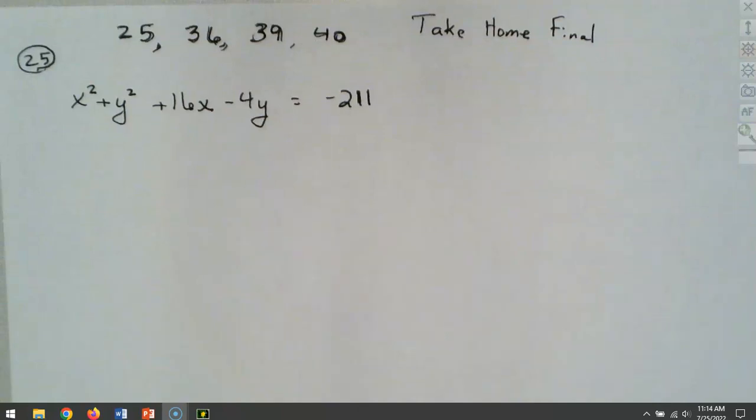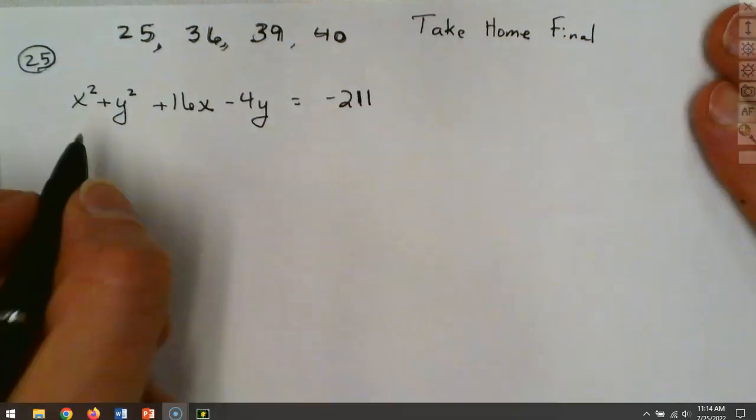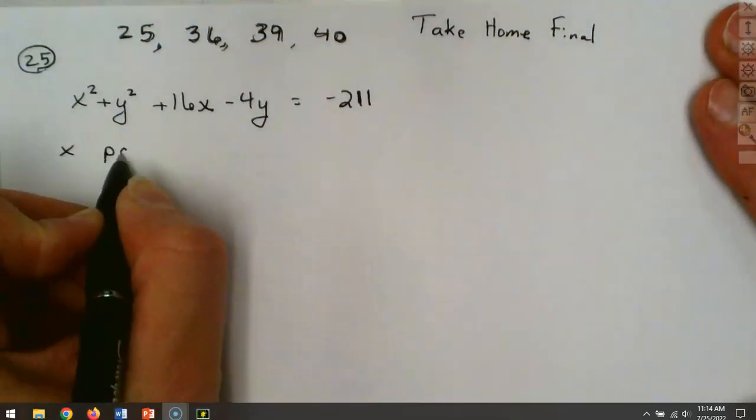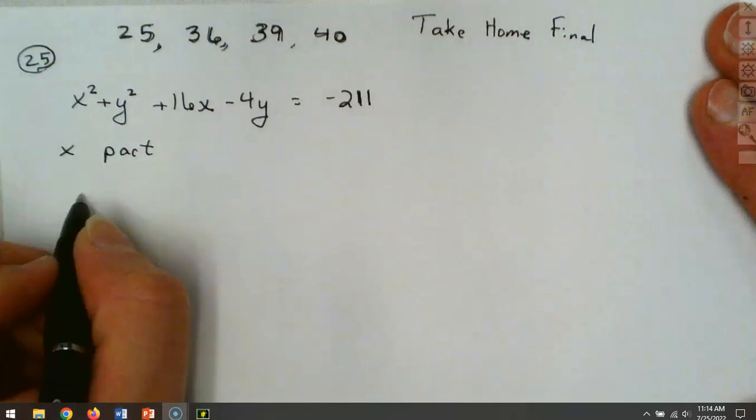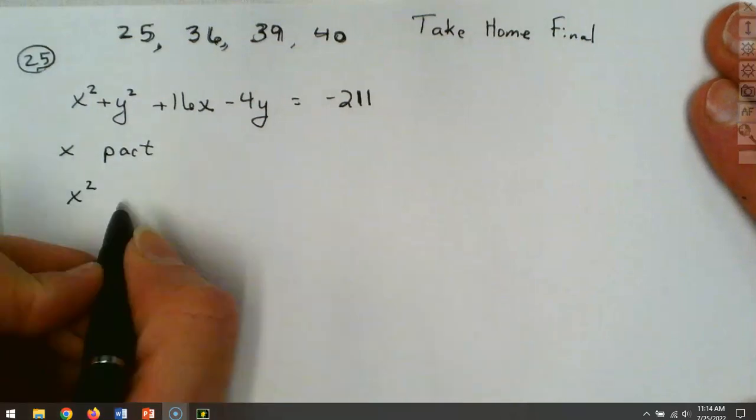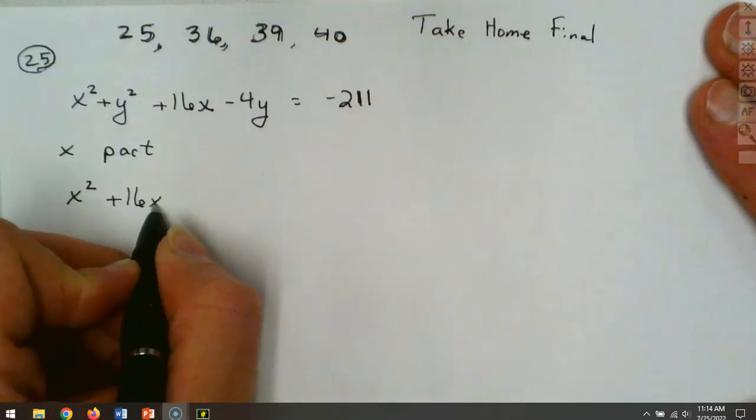Now, we need to complete the square on the x part and on the y part. I'm going to complete the square on the x part, and I'm going to leave the y part for you to do and rewrite it. So let's look at the x part. On the x part, we have x squared plus 16x.